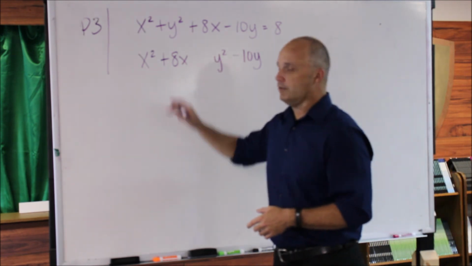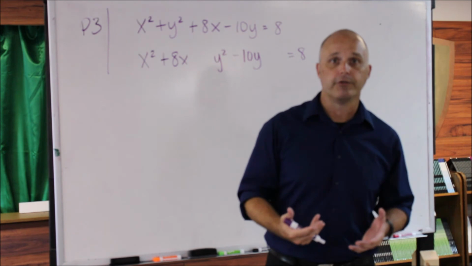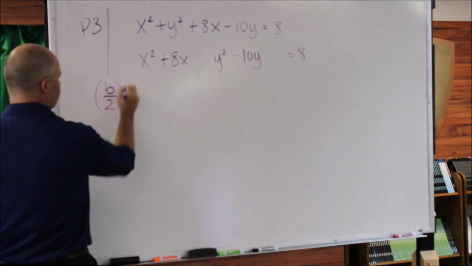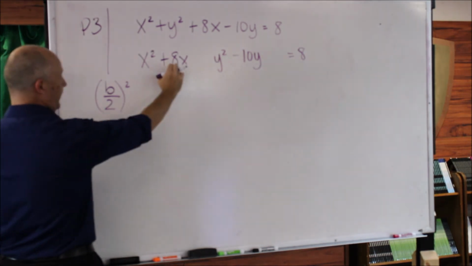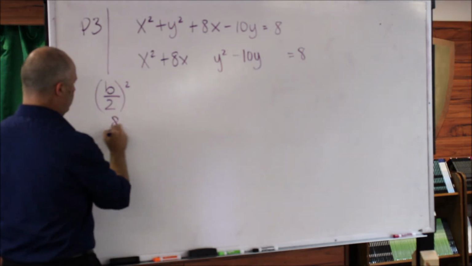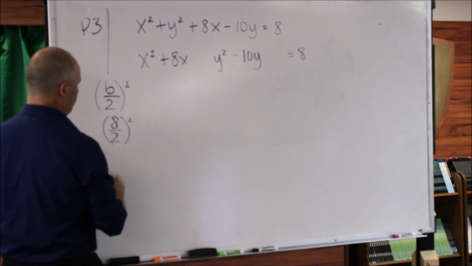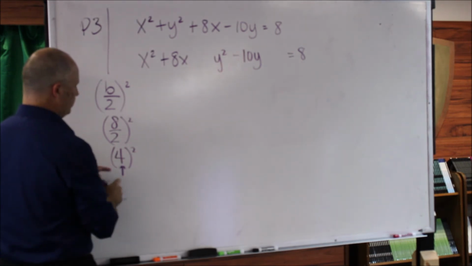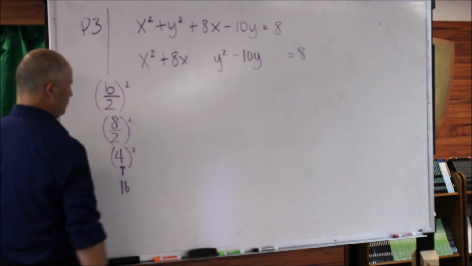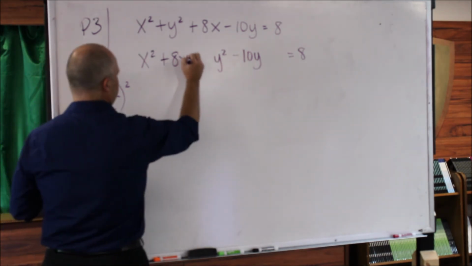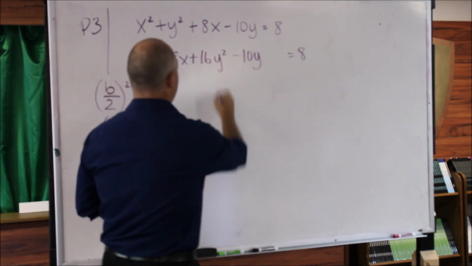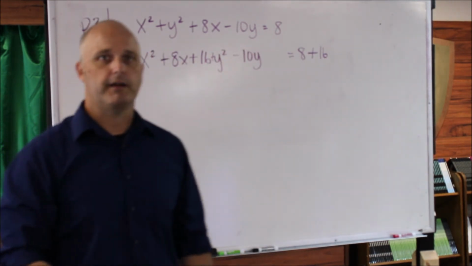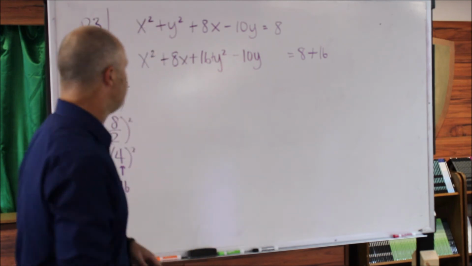Now the way that we're going to do this is to use the expression b over 2 squared. For this one, we're going to use 8 because 8 is the b value. So we're going to get 8 over 2 and then we're going to square that. That brings us to 4 squared, and this number is important right here. We're going to use this again. And that takes us to 16. So we're going to add 16 right there, and we're going to add 16 over here, because remember, whatever you do to one side of the equation, you have to do to the other side of the equation.